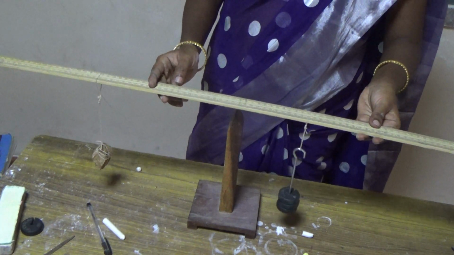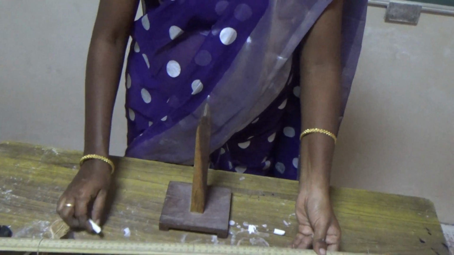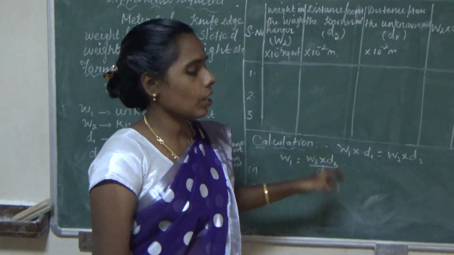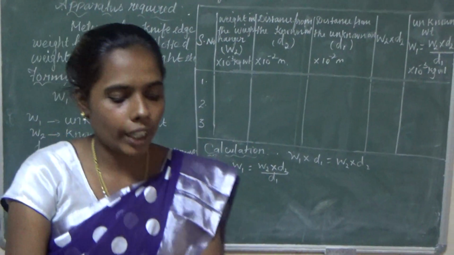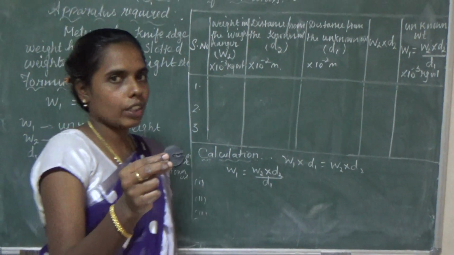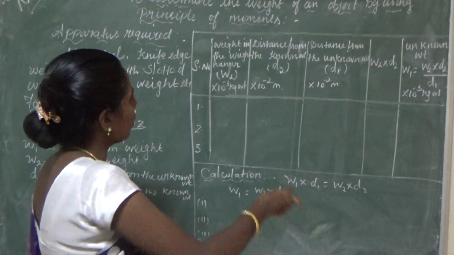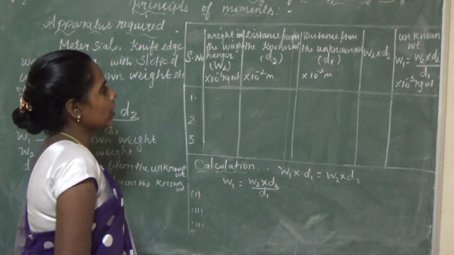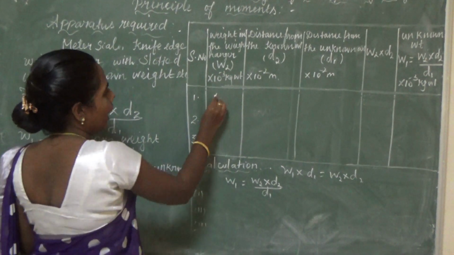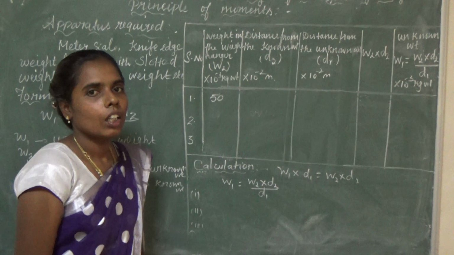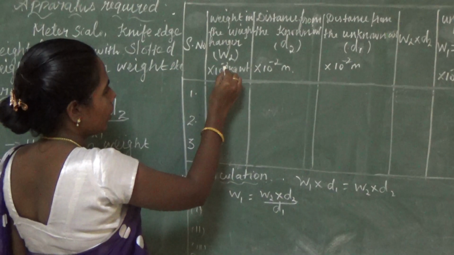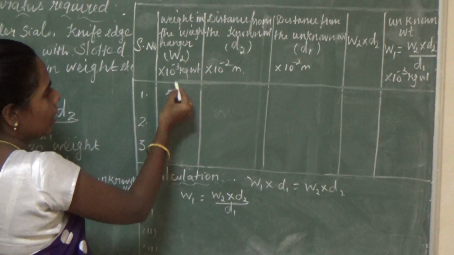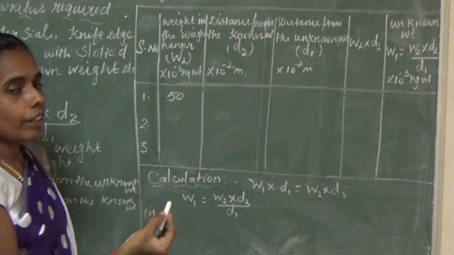Like that we have to measure the distance. Now we have to record all the readings in the tabular column. First, how much weight did we add? Only one weight, the 50 gram weight. So this column is the weight in the weight hanger, W2. First we added 50 gram, which is 50 into 10 to the power minus 3 kilogram weight.